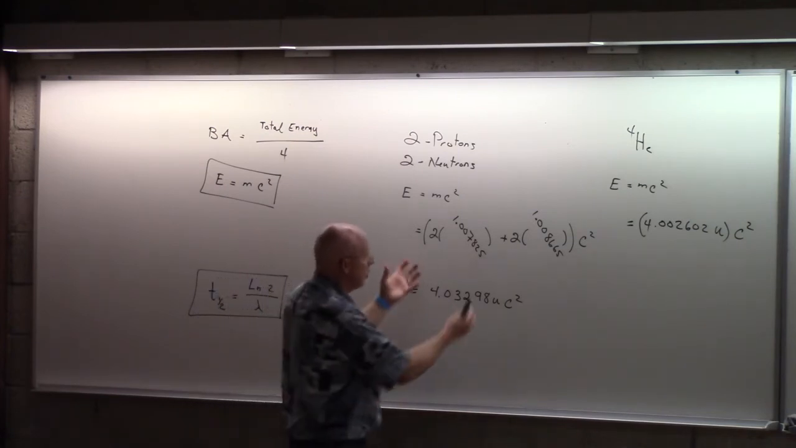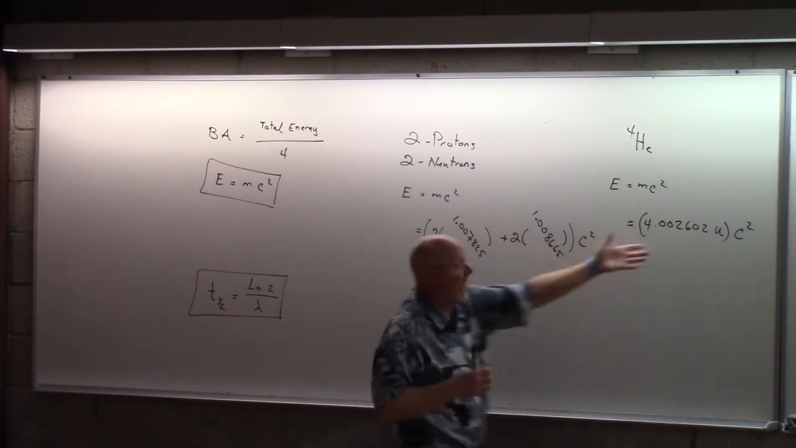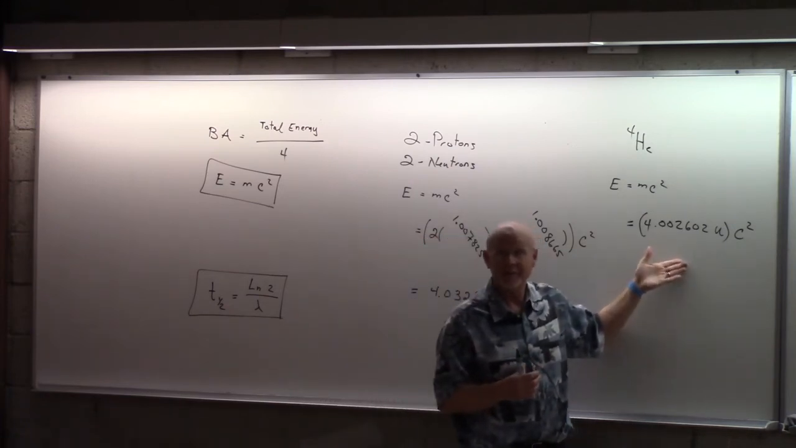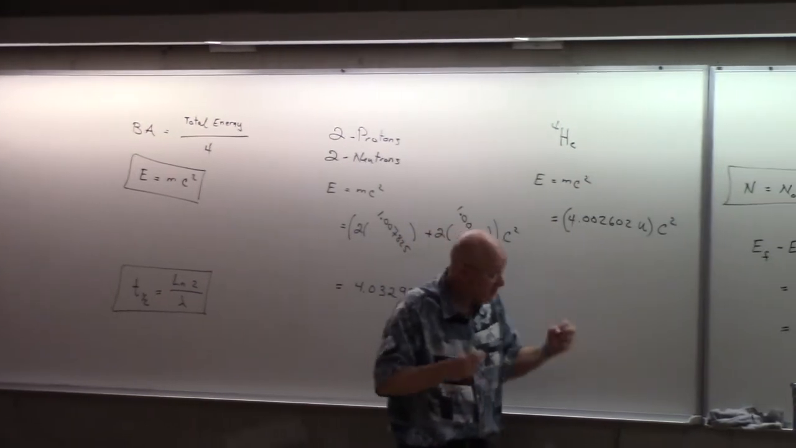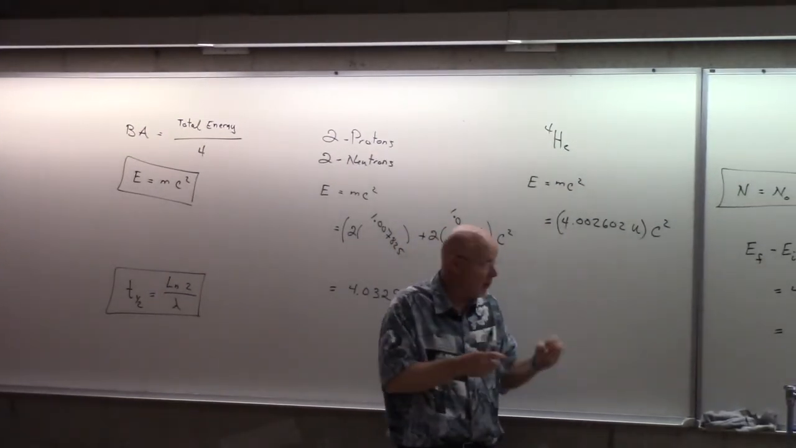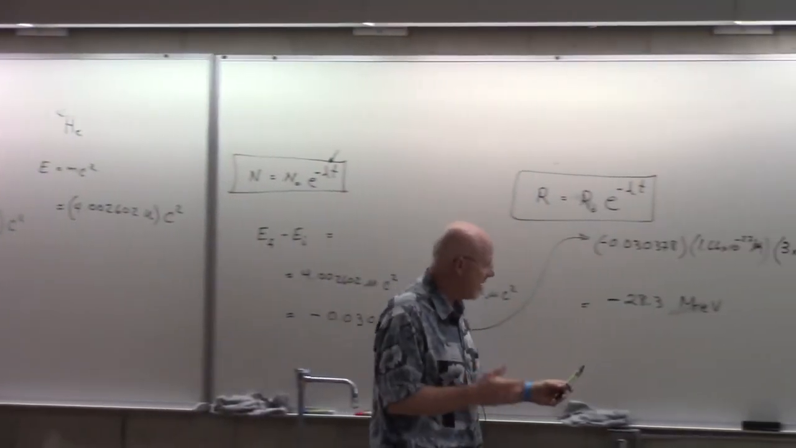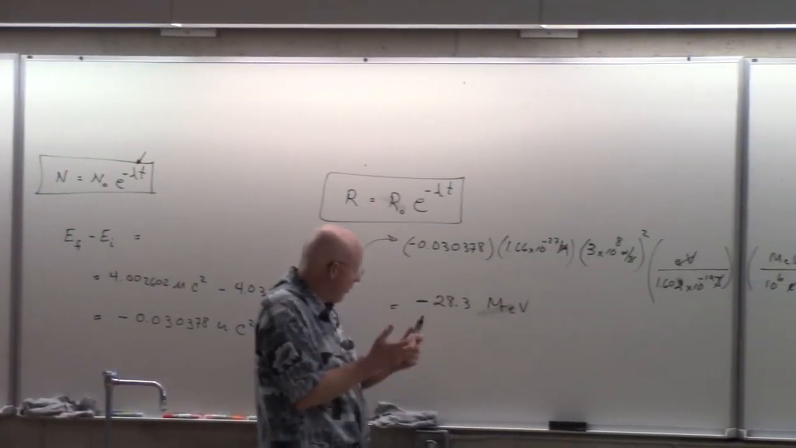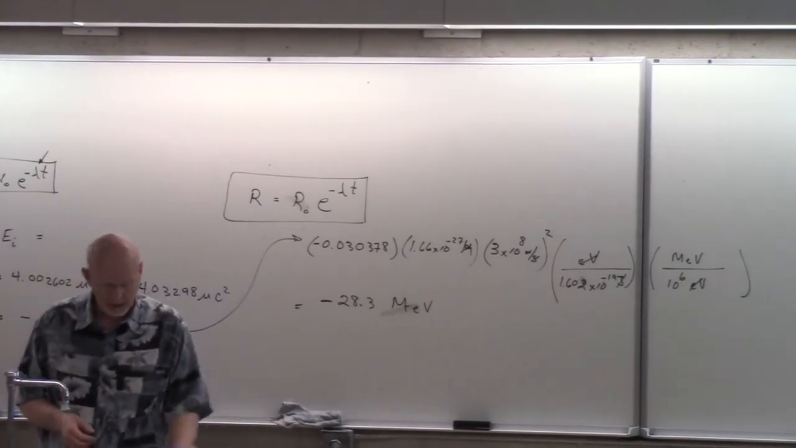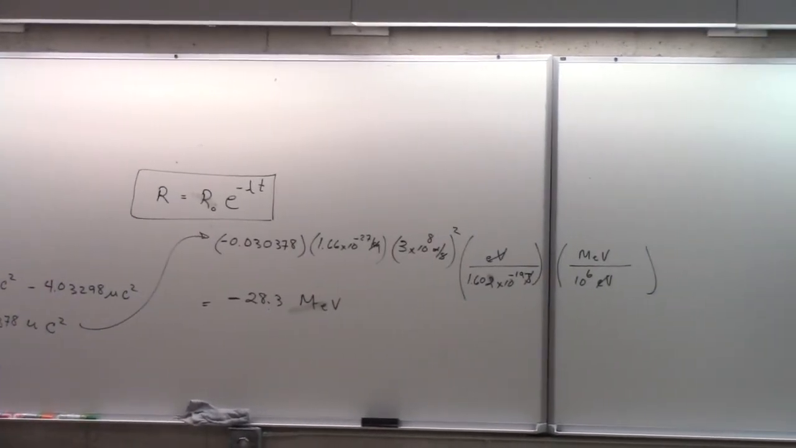You take 4 objects that when you put them together, they now have less mass. And the reason they have less mass is because that mass has been converted into energy, and that they gave off this energy. And in this case, putting those 4 objects together, we release 28.3 mega electron volts.